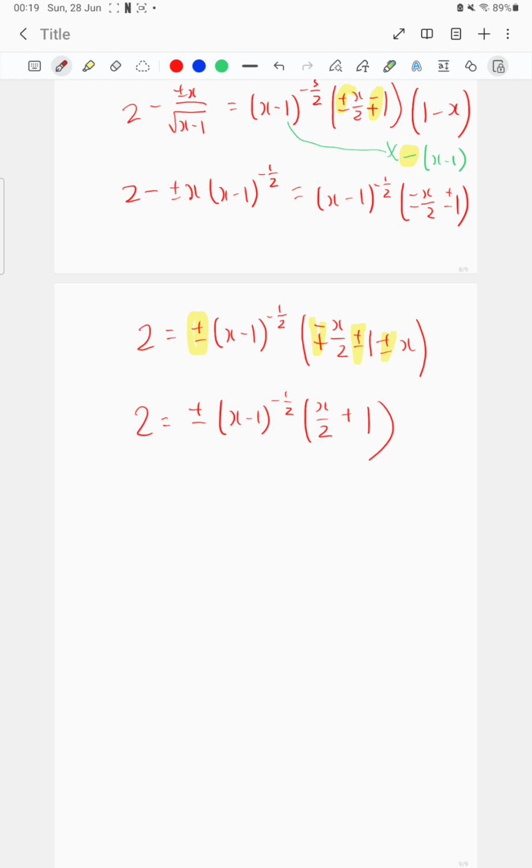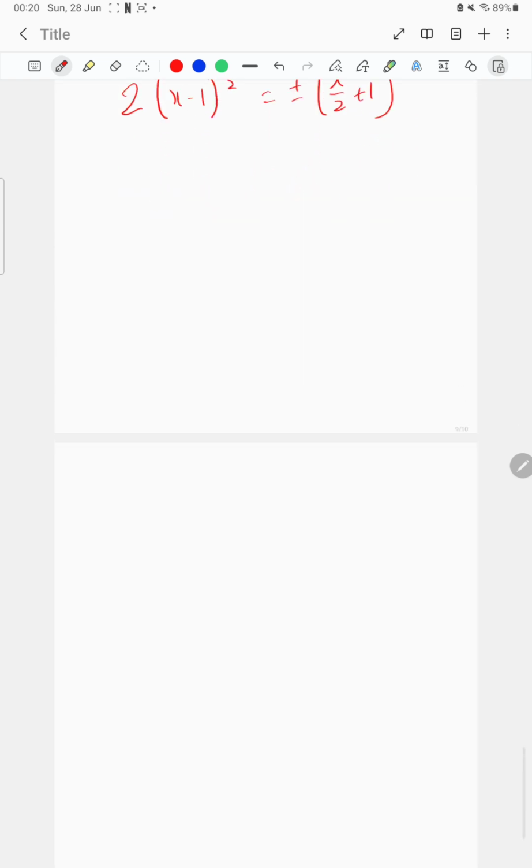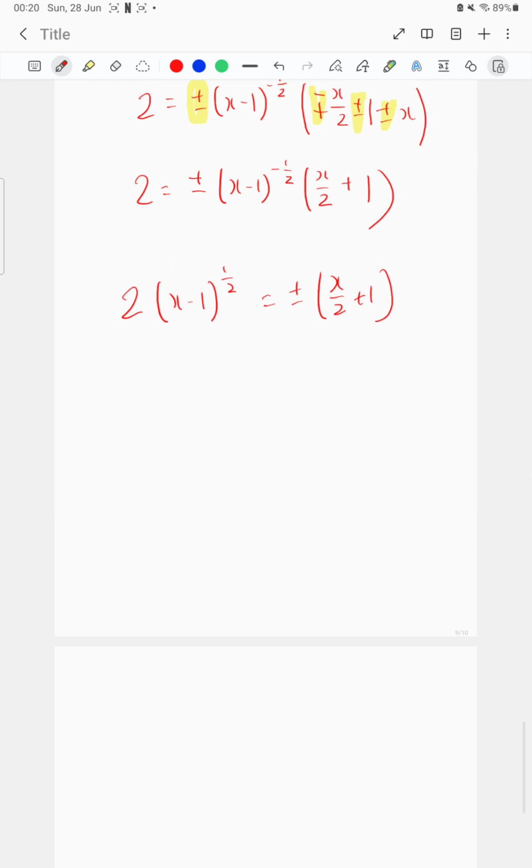And then let's rearrange it, because the power is negative a half, so let's rearrange it. So if this is negative half, when you put it times to the left hand side, that becomes positive, equals plus or minus x over 2 plus 1. Okay, now we have simplified it to only 1 plus or minus, so that means there's 2 possibilities. So let's label them as A and B.